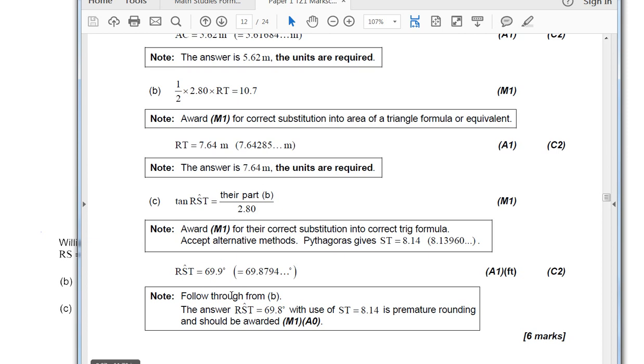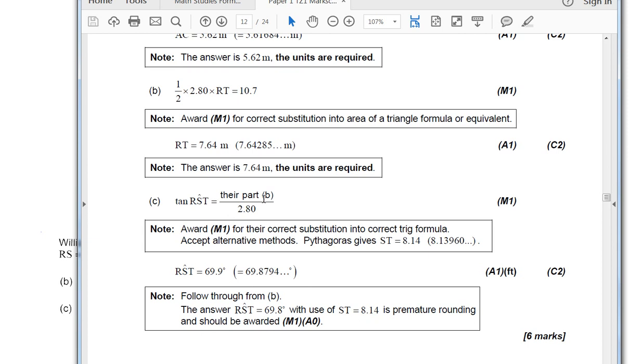Now, there's an important note down here. It says follow through from B. The answer RST is 69.8 if you took this number, the 7.64, and divided by 2.80, and you rounded it to 8.14. That is premature rounding, and you would only get 1 point for that. You would not get your 2 points.